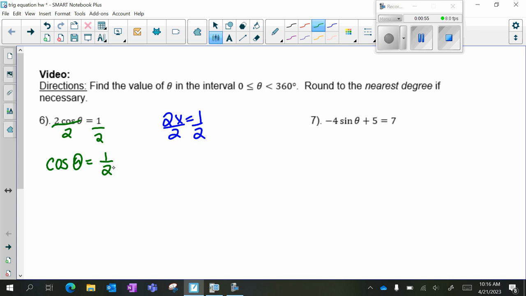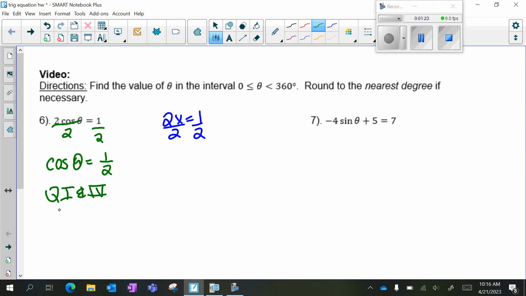So now I need to use the inverse function, or arc cosine. I also need to identify my quadrants. Cosine is positive in quadrant 1 and quadrant 4. So when you identify your reference angle using the arc function or the inverse function, you are then going to take that reference angle and find it in whatever quadrants are appropriate given the question.